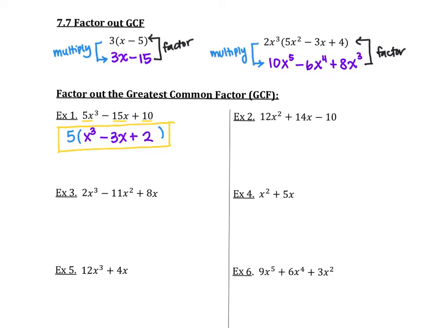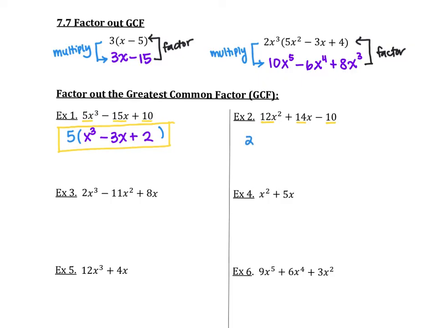Okay, let's go ahead and look at example 2. It is 12x to the second, or 12x squared, plus 14x minus 10. Again, the first thing I'm going to do is check each of the coefficients and see if there's a factor or a number that will divide into 12, 14, and 10. Well, they are all divisible by 2. Is there anything higher than 2? 10 divided by 2. Let's see, 3. No, 14 doesn't divide by 3. 5. No, 12 doesn't divide by 5. So 2 is the best I can do.